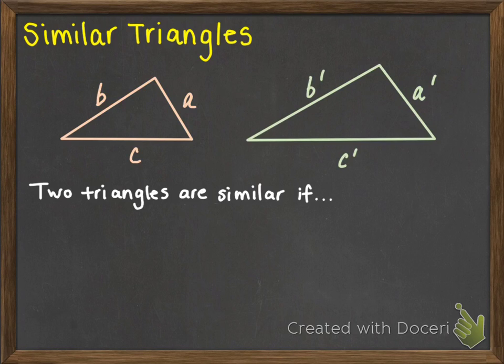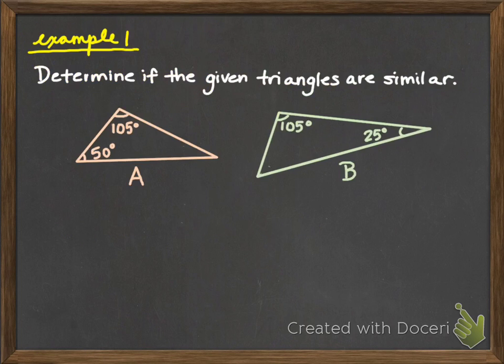So we're going to begin our discussion on similar triangles with the definition of similar triangles, and it's pretty straightforward. We say that two triangles are similar if they have the same angles. This means that if we want to check if two triangles are similar, all we need to do is make sure that the angles in the first triangle are the exact same as the angles in the second triangle. So let's explore this definition with our following example.